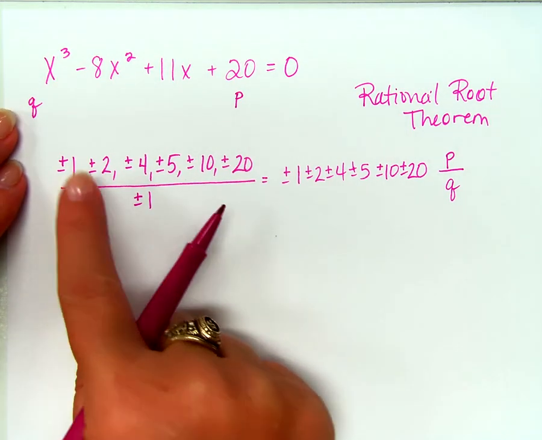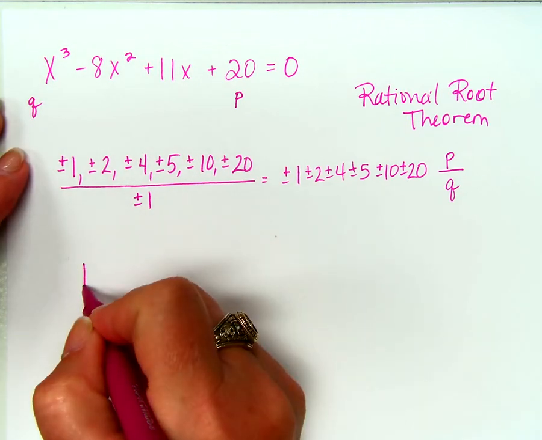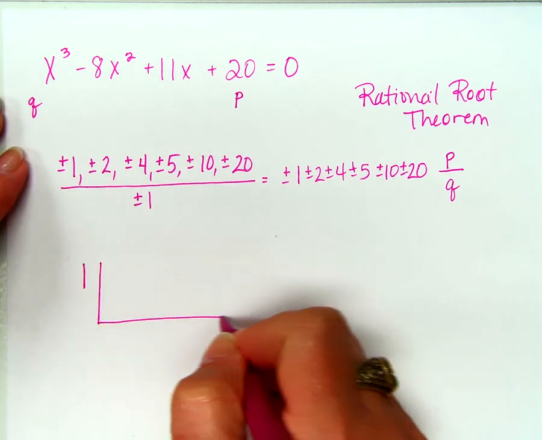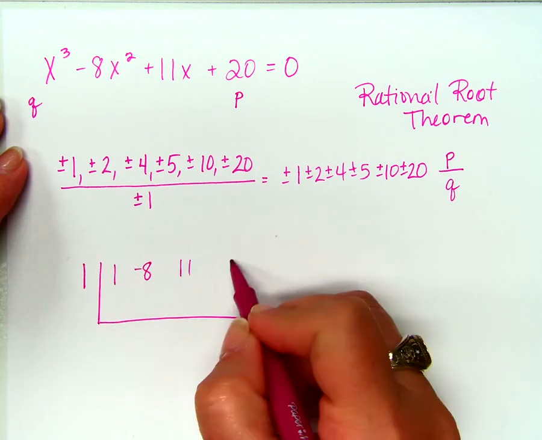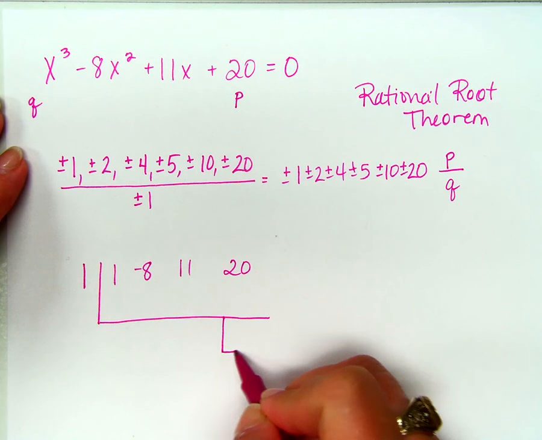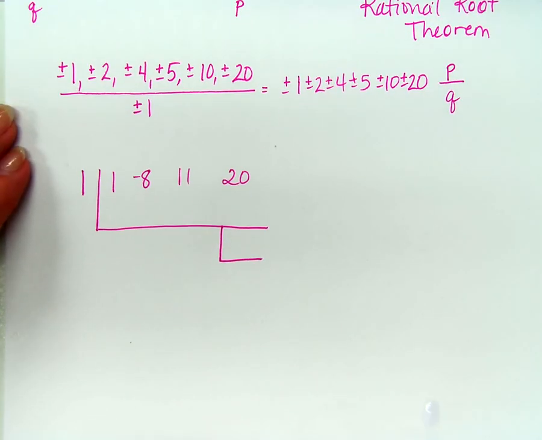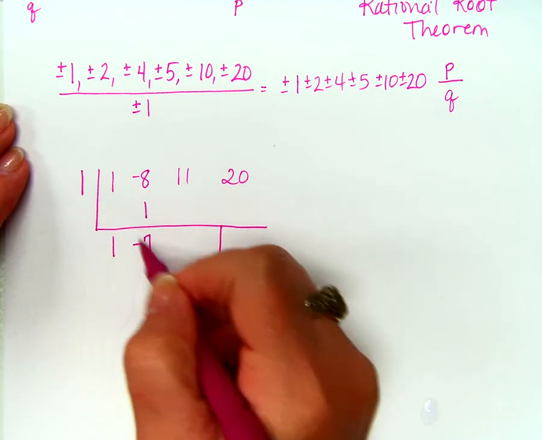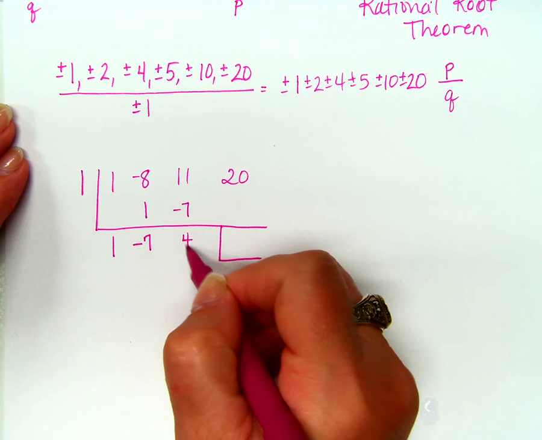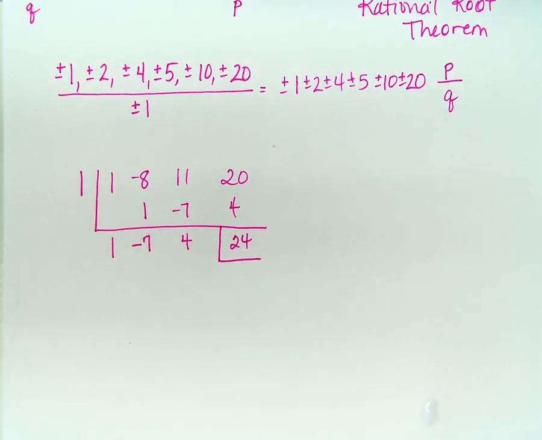So here's what we're going to do. I'm going to start with 1 because that's the beginning, and it's kind of a good place to start, right? I'm going to write the coefficients 1, -8, 11, and 20, and I'm going to do some synthetic division. Remember this? That gives me 1, 1, -7, -7, 4, 4, 24. Okay, so I've done synthetic division. What does that mean?